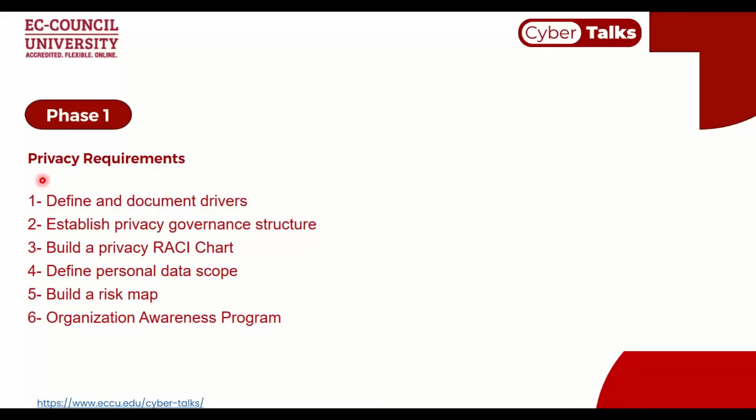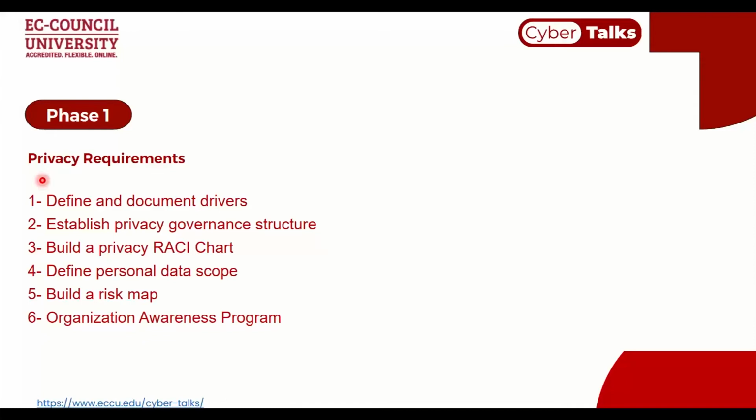After defining and documenting the drivers or objectives of your privacy program, like complying with the privacy regulations in scope, you have to establish a privacy governance structure, to define who will be the owner of the privacy program. Then you have to build a RACI chart for all participants with ownership assigned to privacy-related tasks.